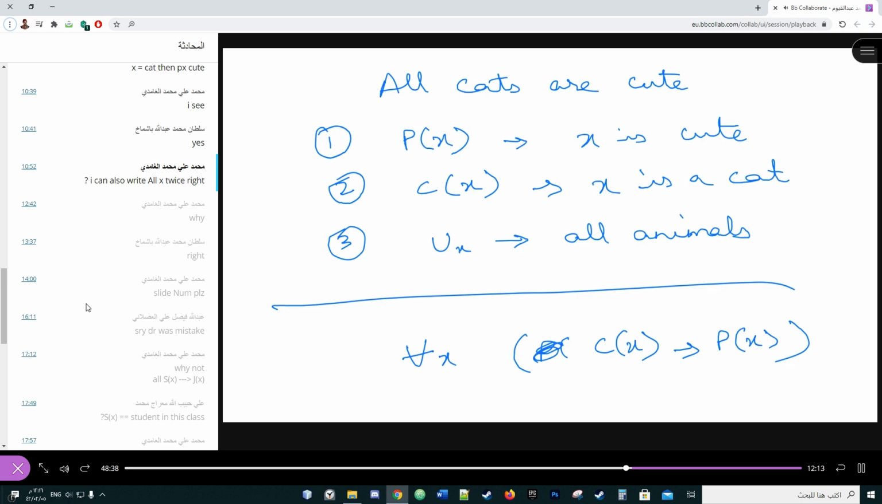Sometimes you might be tempted to write this: x is a cat and x is cute, and this is true for all x. Okay, but this is wrong. This is wrong.